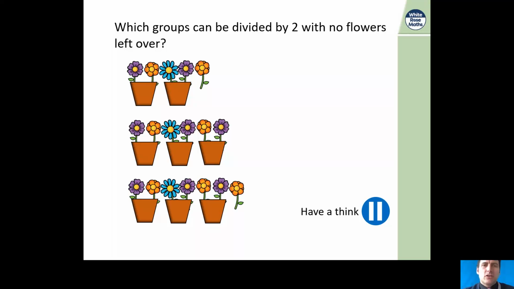Okay, here we've got some groups of flowers. Which ones could be divided into 2 with no flowers left over? So first of all, we've got 1, 2, 3, 4, 5 flowers. Secondly, we've got 1, 2, 3, 4, 5, 6 flowers. And finally, we've got 1, 2, 3, 4, 5, 6, 7 flowers. There's one of these groups which we can split, 2 that we can't. Can you see if you can think about which one's which?